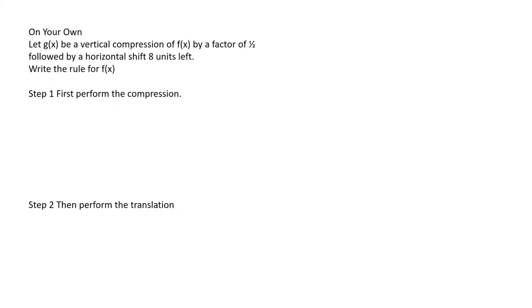All right, so let's talk about this one. It's a lot more challenging because we have a vertical compression, which isn't going to be bad, by a factor of 1/2, and then we have to do a horizontal shift, 8 units left. Okay, so first of all is the compression. So we're going to multiply y by 1/2. So we start out, let's see here. Let the vertical compression of f of x, okay.